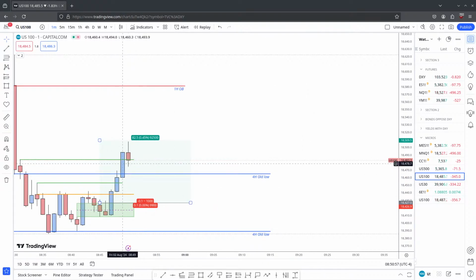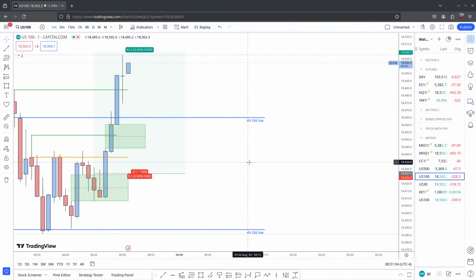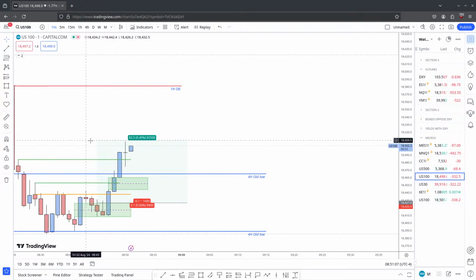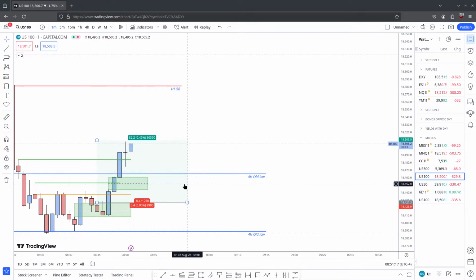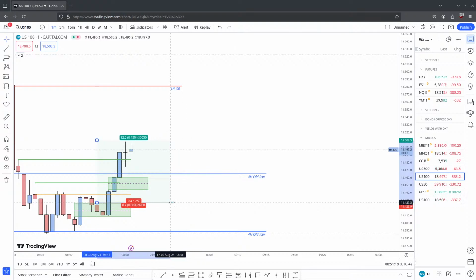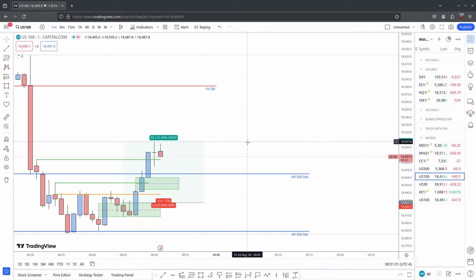We have this fair value gap here. Look at that. We can move this over. So we did take that entry there, so let's leave that there. Just bring this in. It is now inside this liquidity void. So that looks good.